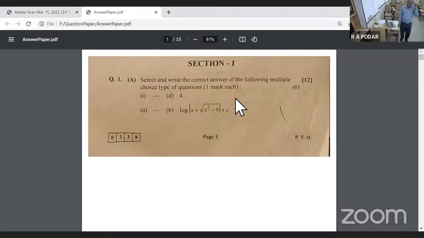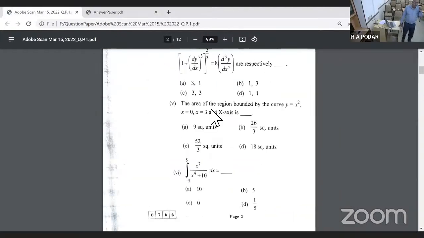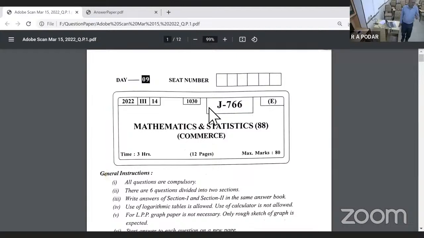First, we have to see the question paper first. See, this is the question paper.